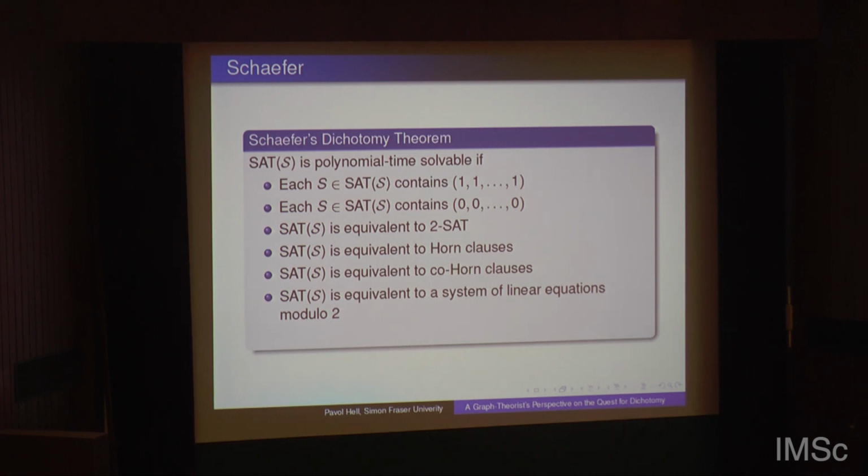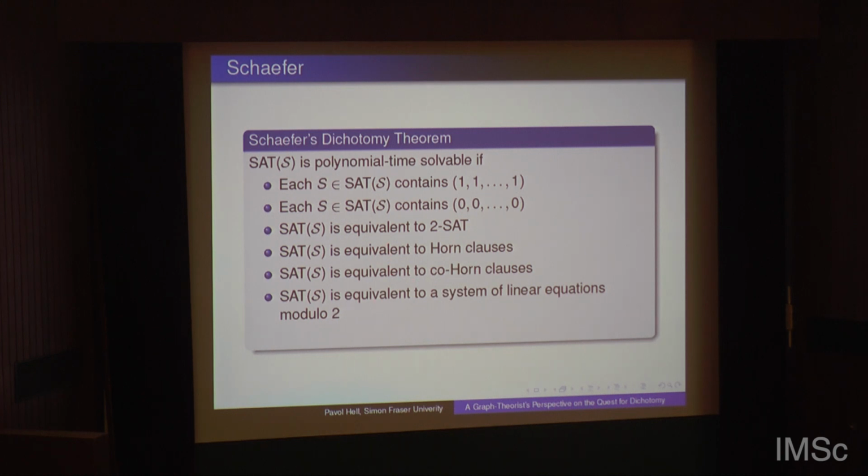And by propagating in a suitable way, you can solve 2 SAT. Now the other 2, Horn clauses and co-Horn clauses, are also solved by propagation. Those are satisfiability problems in which you have at most one unnegated variable, and so are equivalent to problems that have at most one negated variable. So all these three classes are solved by propagation.